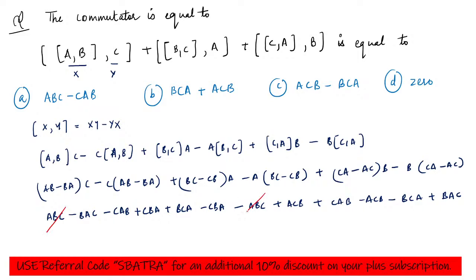So ABC and ABC will be cancelled out, BAC and BAC will be cancelled out, minus CAB, then you have plus CAB, plus CBA, then you have minus CBA. BCA plus you have BCA. Then you have ABC minus ACB. So all things have positive and minus parts, and each and every quantity will be cancelled out. Now you are left with only one thing, that is 0. So basically the value of this commutator is 0.